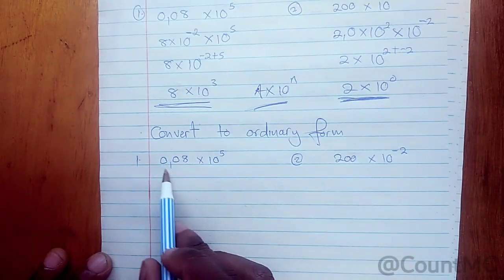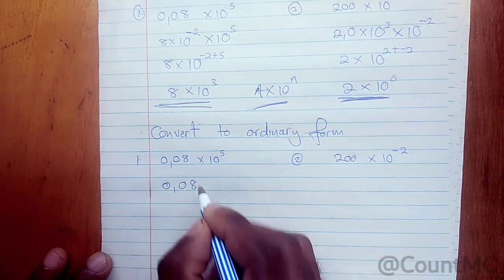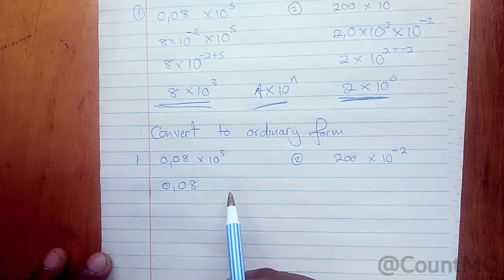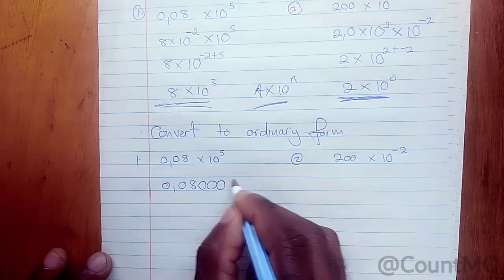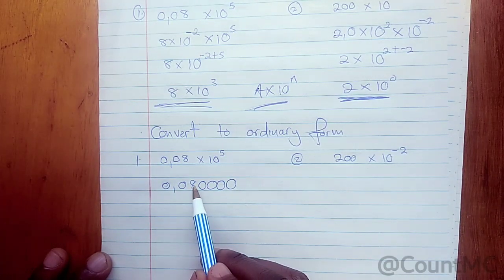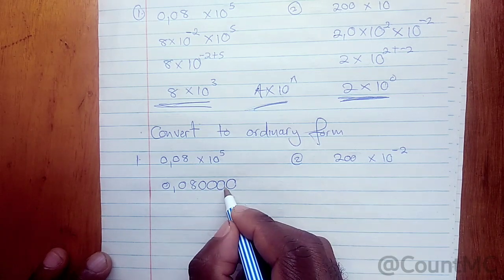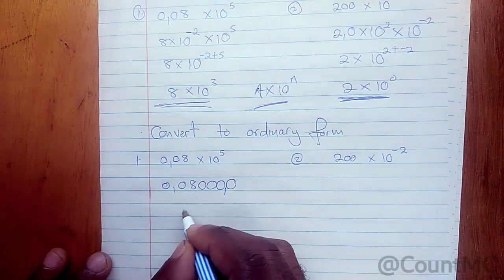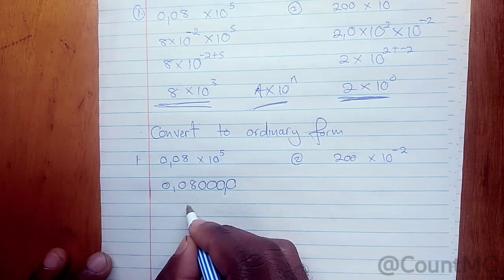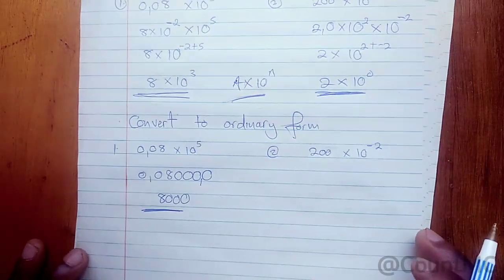Convert to ordinary form. This one, we had 0.08, then times 10 to the power 5. The comma is moved 5 positions going this way to make this a very large number. Let me put just extra zeros. So let's move the comma this way to make it a large number. 1, 2, 3, 4, 5. So there should be 5 positions between the first position of the comma to the next. So this will be, we no longer need them, 8,000. That's the number in ordinary form.